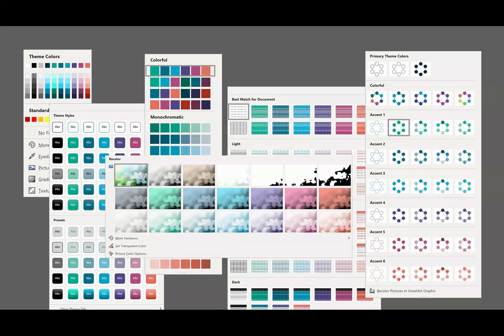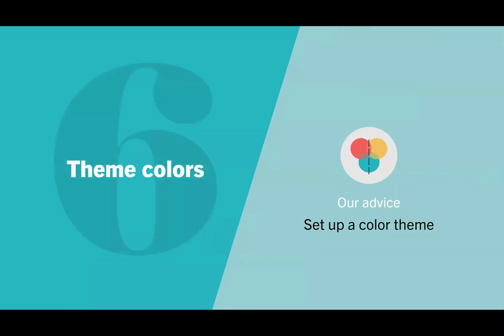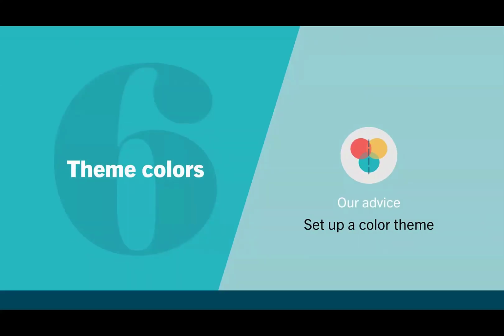Our advice: there is a bonus. For Excel folks, after setting up your theme colors and your theme fonts in PowerPoint, you could apply these to your Excel file. In Excel, you go to Page Layout, Themes, and then Browse for Themes. Navigate to your PowerPoint file and choose Open, and you'll get the same colors and fonts that you just set up in PowerPoint. So our advice for number 6: set up a color theme. Echo, what about number 5?